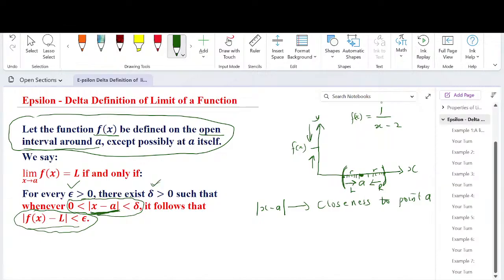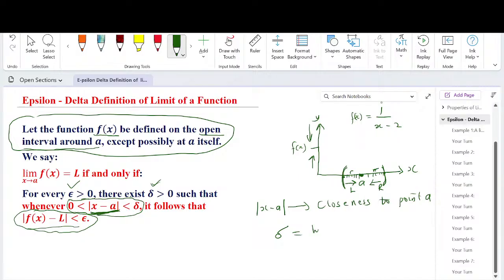So let's explain delta now. Let's get to the delta from this diagram. If this is point A, the radius here will be the delta, because delta is how far you need to go on the x-axis to get close to epsilon on the y-axis. So that is the delta. Let me just write down here.